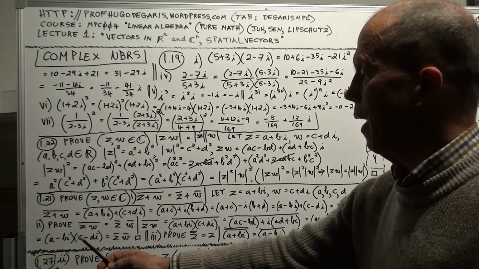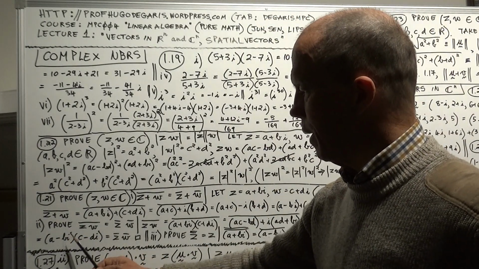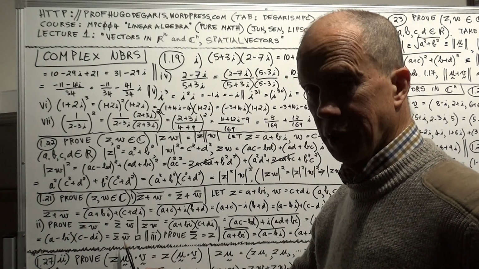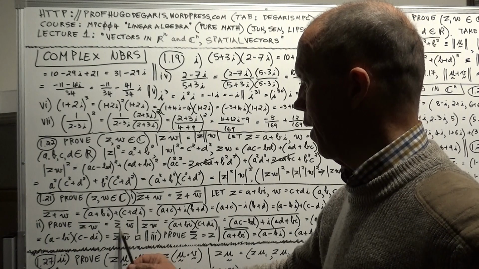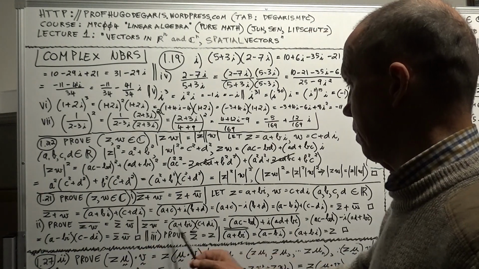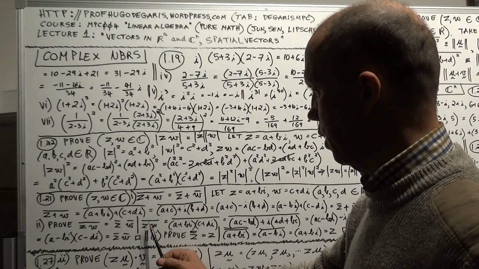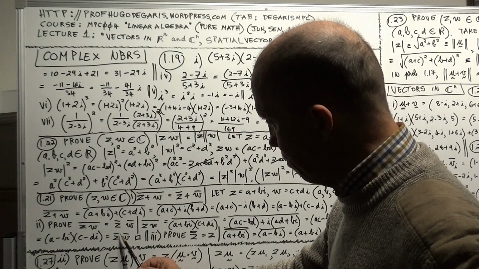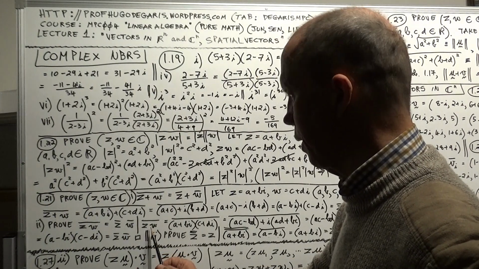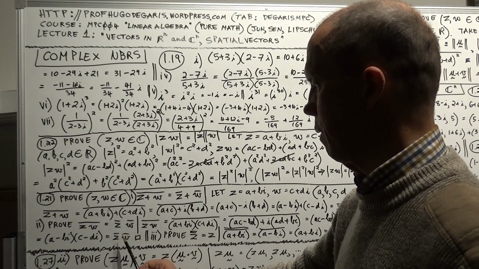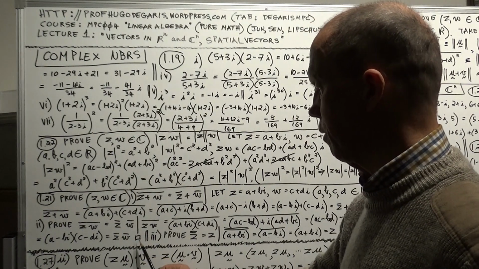Okay? But what is this? Well, a minus bi is just z conjugate, and c minus di is w conjugate, which is what you wanted to prove. That here is the right-hand side. So the conjugate of the product equals the product of the conjugates. And that's what we wanted to prove, so end of proof.